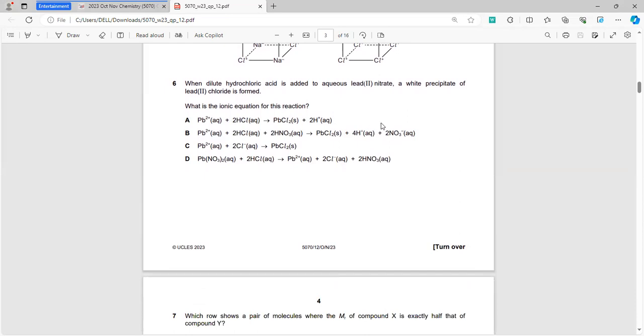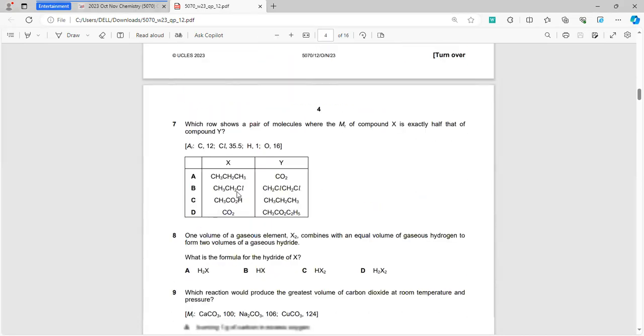Now, on question number 6, they've basically written a precipitation reaction, and you need to know that the characteristic ionic equation for a precipitation reaction has two aqueous reactants on the reactant side and one solid product on the product side. The reactants are always shown in ionic form, so we can simply rule out A, B, and D, because here you can see that HCl has been written jointly without writing each of the ions. So the correct option is C.